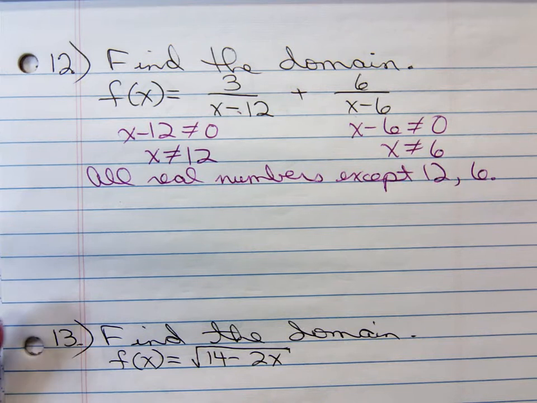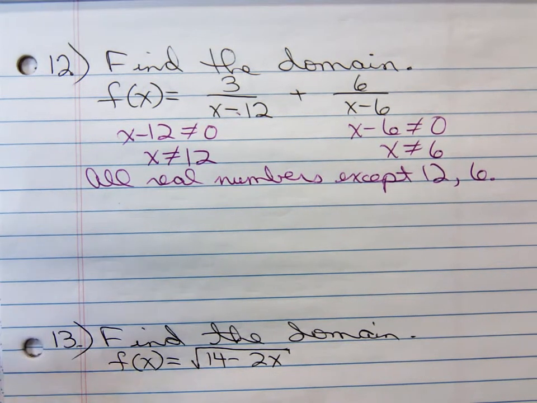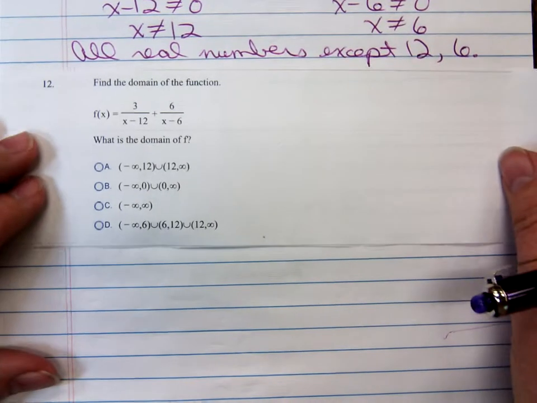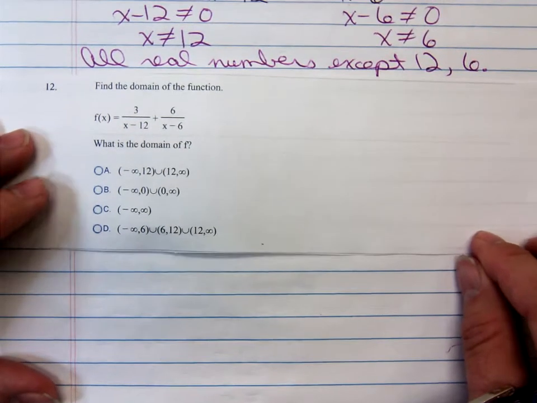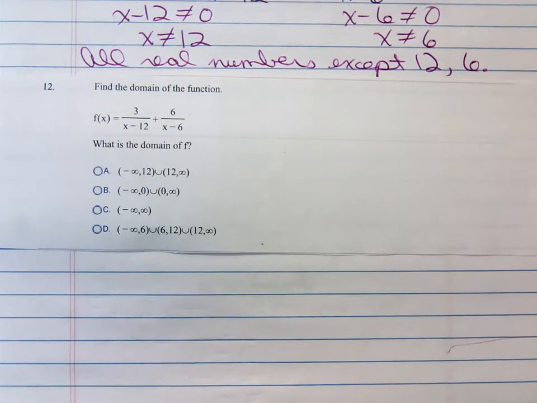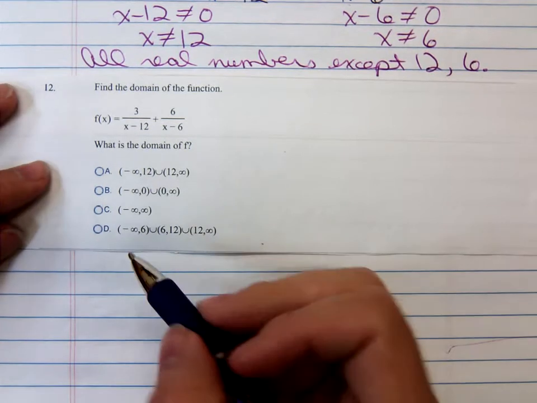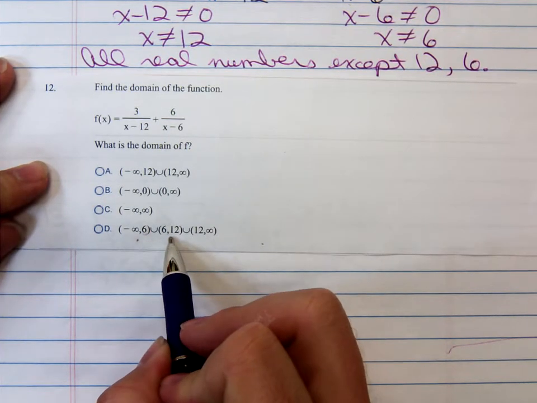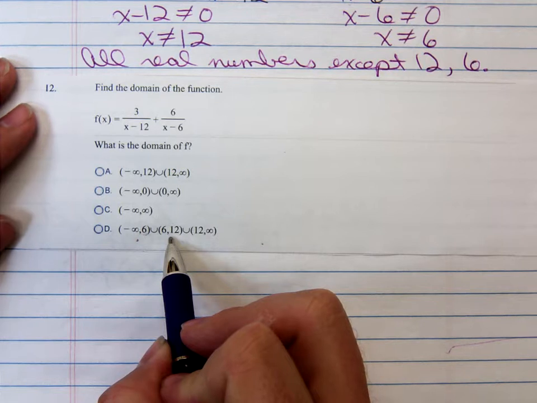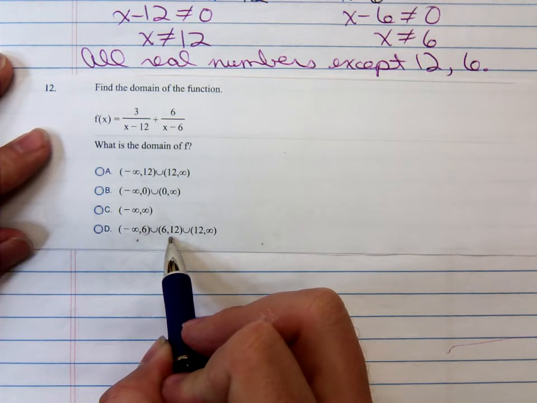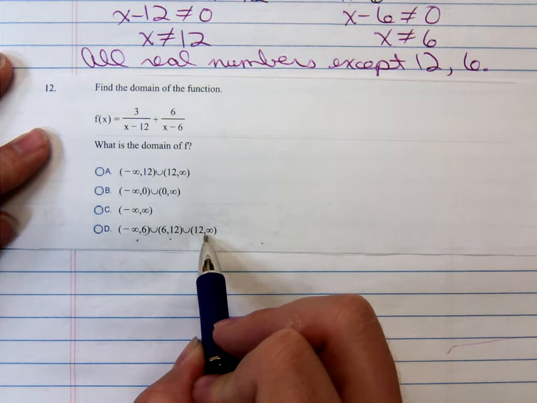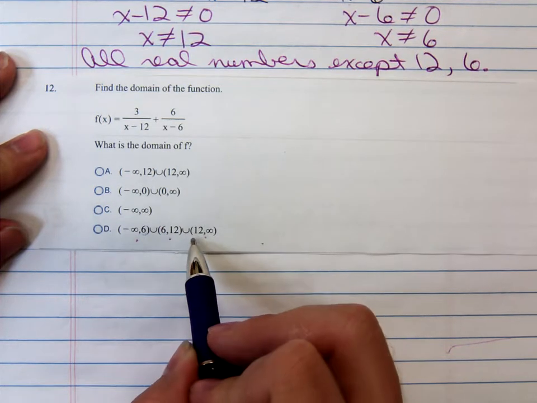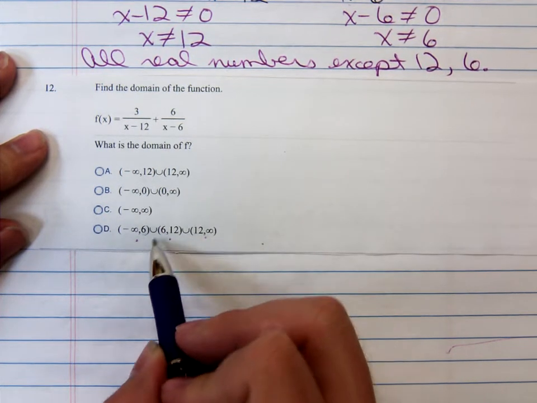Well, how would you say that using interval notation? All real numbers except for 12 and 6. Okay, yeah, I would agree with D. This first interval is saying all the numbers to the left of 6. What's this middle interval saying? All the numbers between 6 and 12. What's this right-hand interval saying? Okay, all the numbers greater than 12. But notice the parentheses. We're not including 12. We're not including 6. I agree with response D.